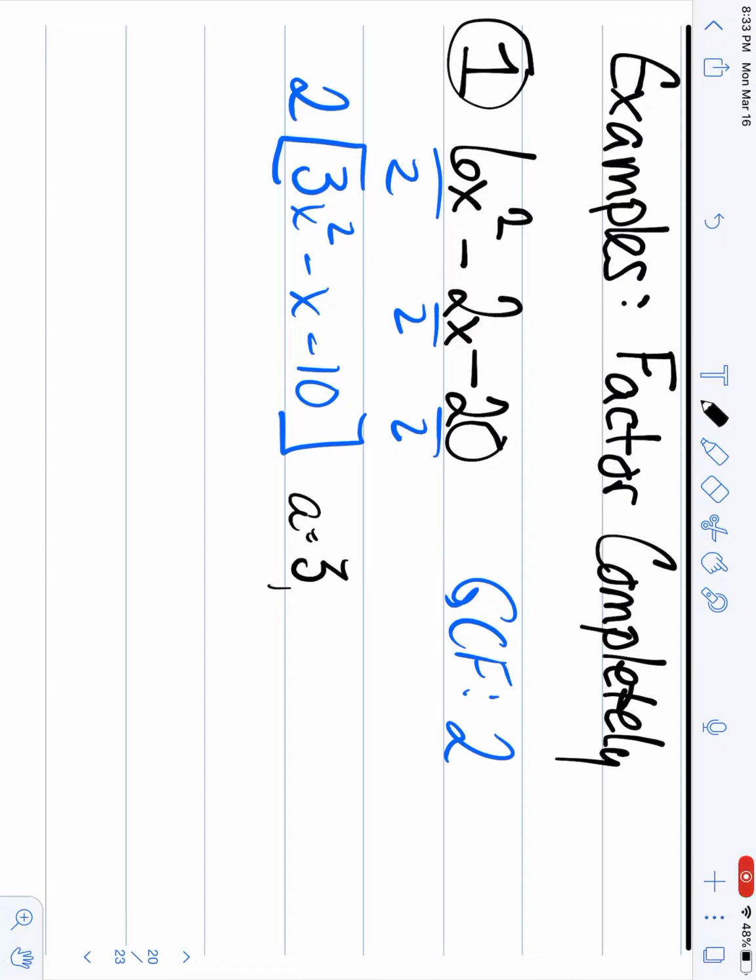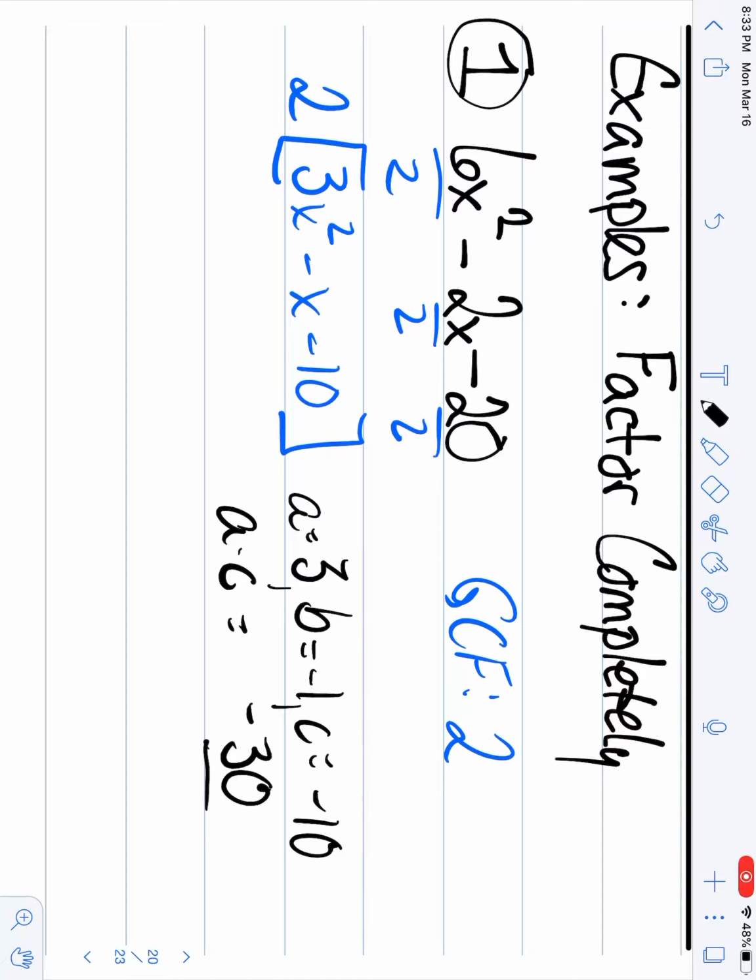So A is 3, B is -1, and C is -10. We want a factor pair of A times C, which is -30, and it has to add up to -1. If I do a little bit of checking here, I would find that the factor pair I need is -6 and +5. They add to -1 and multiply to -30.